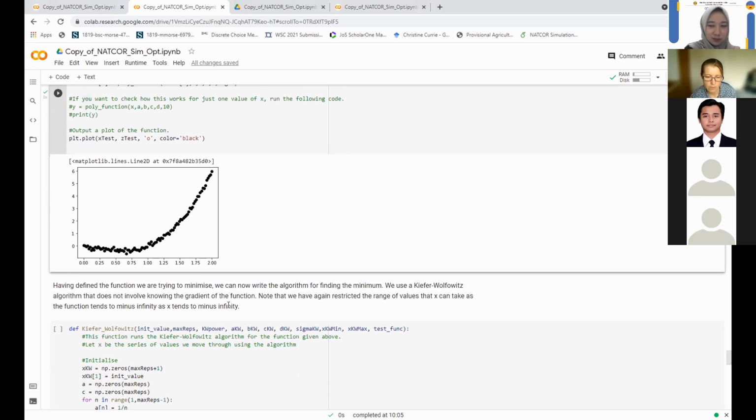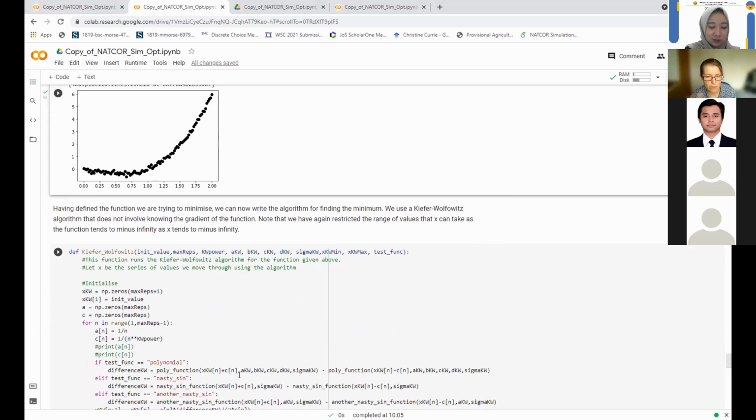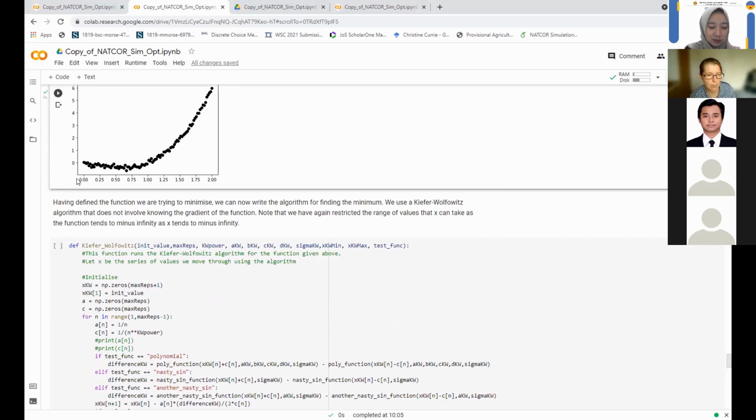What we now need to do is write the code for the algorithm for finding the minimum. And this is where we use the Kiefer-Wolfowitz algorithm that we developed previously, because that doesn't involve knowing the gradient. We're estimating the gradient numerically. Again, we've restricted the range of values that x can take, because if we get down below 0, there's a maximum here, and then the function goes off down to minus infinity. We don't want to get into that space.